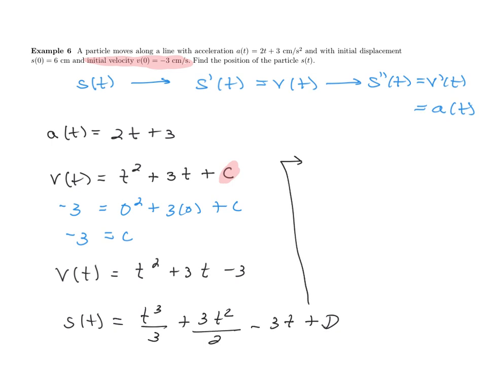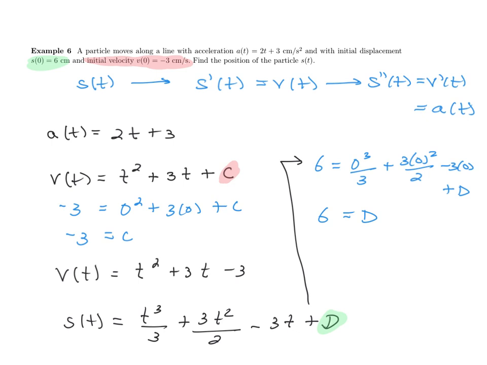To complete this problem, I need to figure out what D is equal to. And we're told the initial displacement is 6. So I can use this piece of information to figure out what this is equal to. I'll put 6 in place of s of t and 0 in place of all of these t's, leaving d left over. When we do that, we have 6 is equal to 0 cubed over 3 plus 3 times 0 squared over 2 minus 3 times 0 plus d. This all reduces to 6 is equal to d.